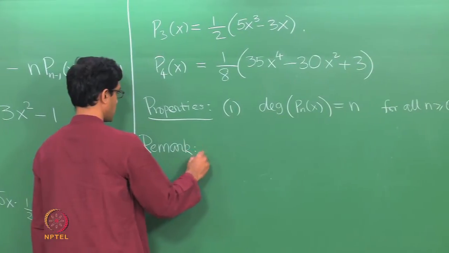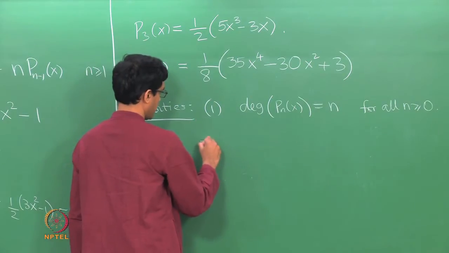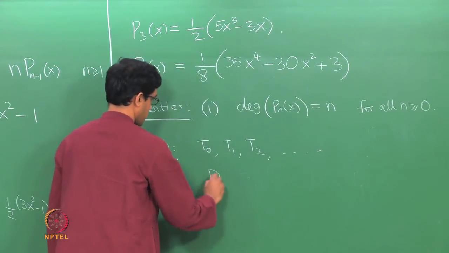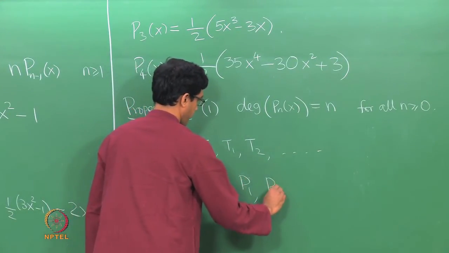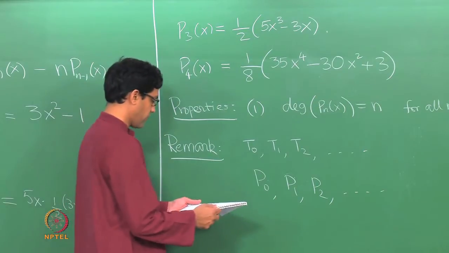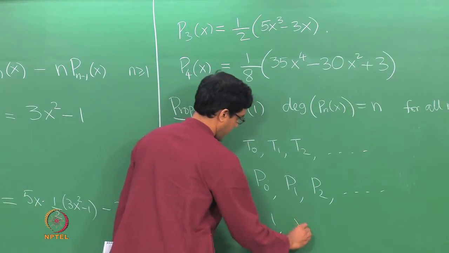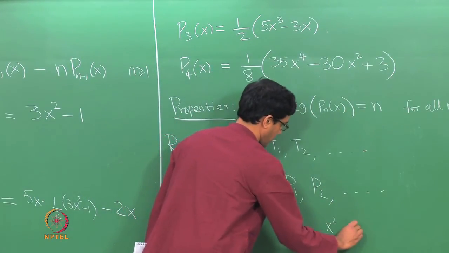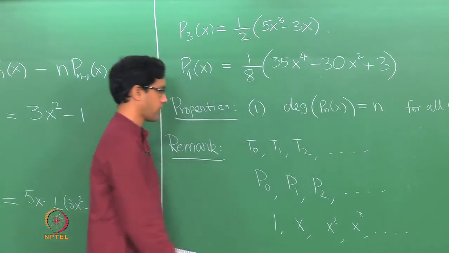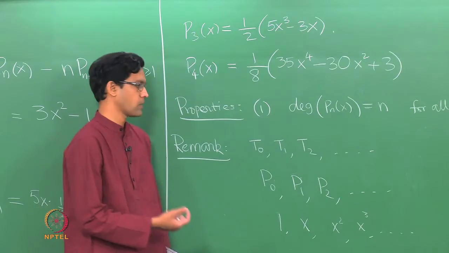Polynomials of this kind are rather useful, and here is a remark concerning them. We have already constructed two such sequences: T0, T1, T2 and so on, the Chebyshev polynomials, and P0, P1, P2, the Legendre polynomials. In fact there is also a much simpler version: the polynomials 1, x, x squared, x cubed and so on. These are all just powers of x, also polynomials, one of each degree. So each of these three sequences contains one polynomial of each degree.